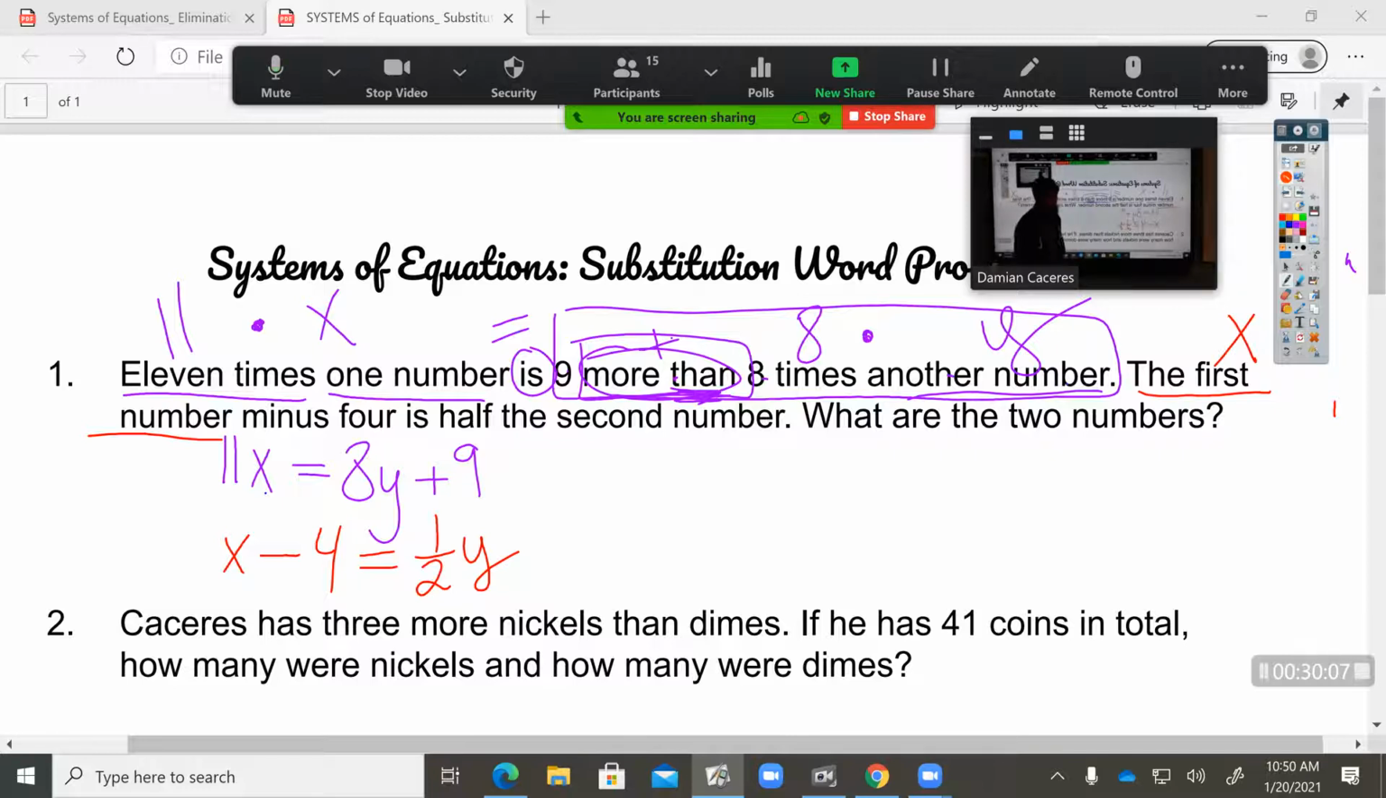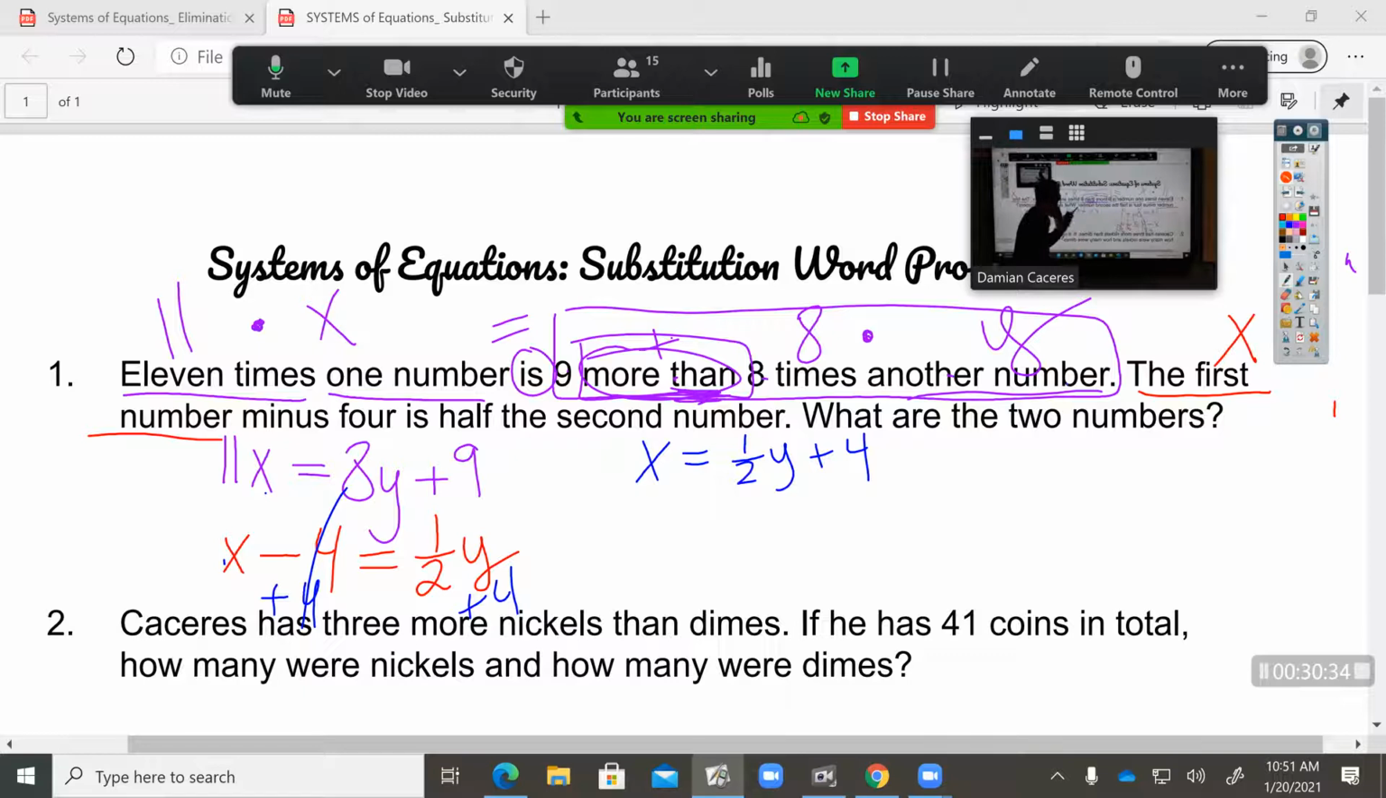Look at the second equation. There's only one step needed to leave the x by itself. What's that one step? Plus 4 on both sides. If I do that, now I have x by itself. x equals 1/2 y plus 4. Now I'm ready to substitute.